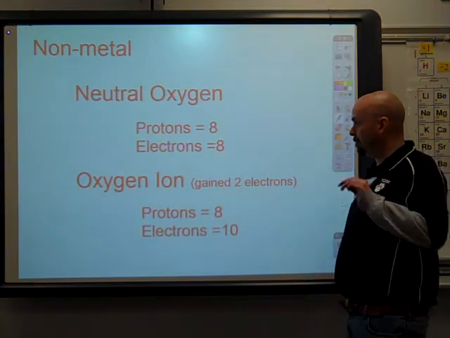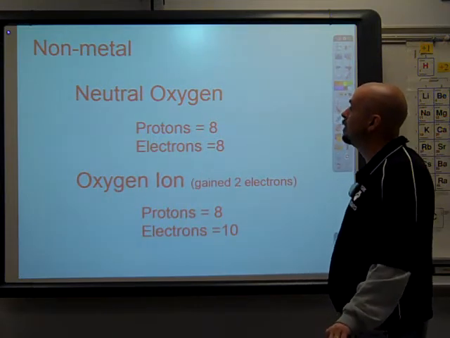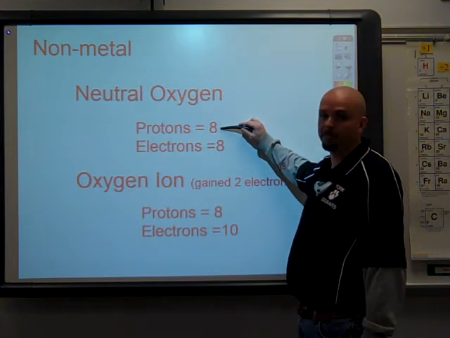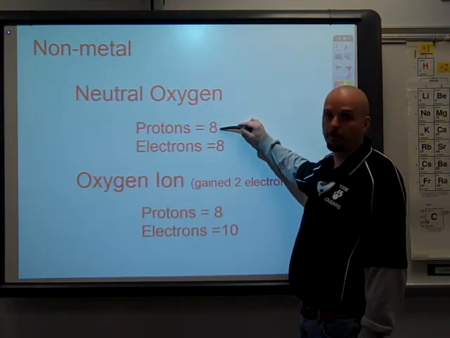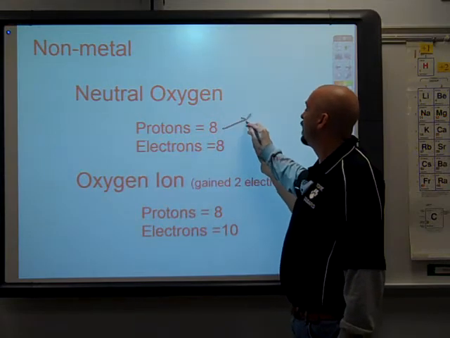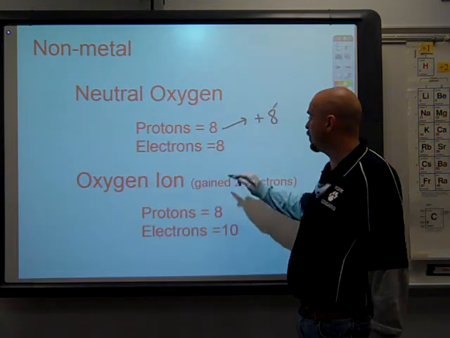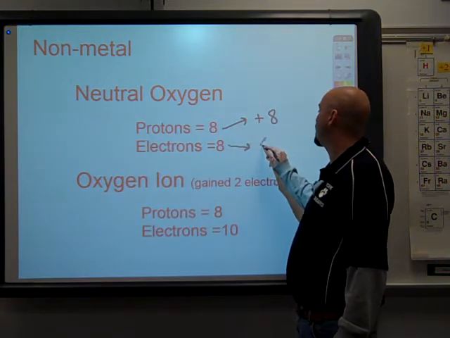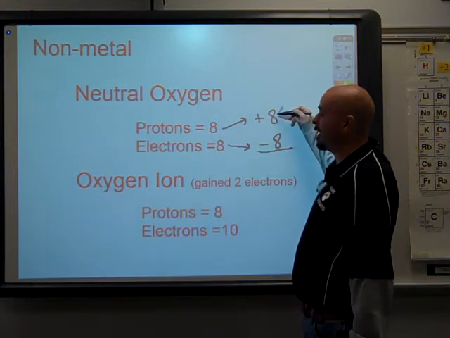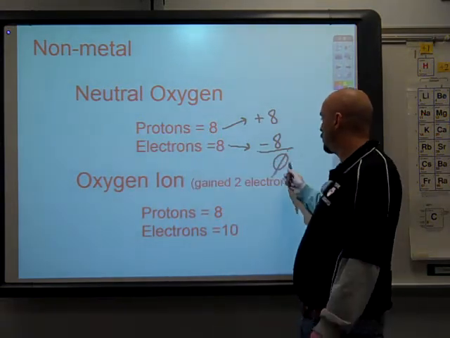We look at our nonmetal. Oxygen, as I mentioned, was the example that I gave you for our nonmetal. Looking at the periodic table, it has 8 protons. The neutral atom should also have the same number of electrons. Again, each proton counts as a +1, so we have a total positive 8 charge there. Every electron counts as a negative 1, so we have a total negative 8 charge there. Positive 8 plus negative 8. No surprise, it's a neutral atom. The charge is 0.